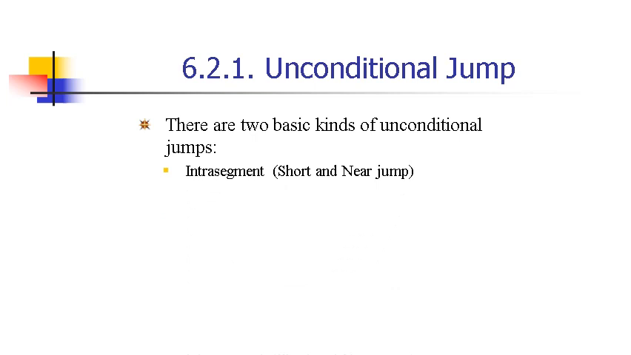Intra-segment jump, which is short or near, which means you do the jump within the already active code memory segment. You don't leave the currently active code memory segment to some other code memory segment. You stay inside your code memory segment. We call this intra, within the code memory segment. And inter-segment jump. Inter-segment jump means you're doing a far jump.